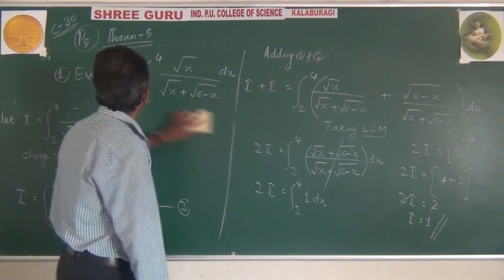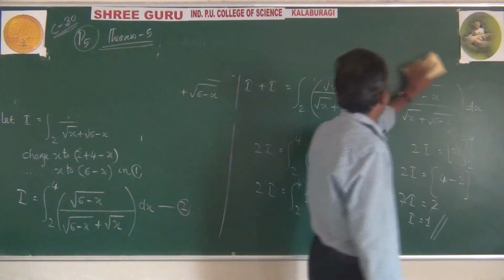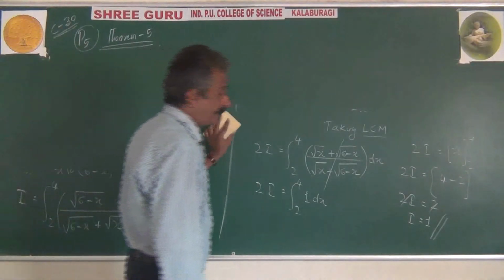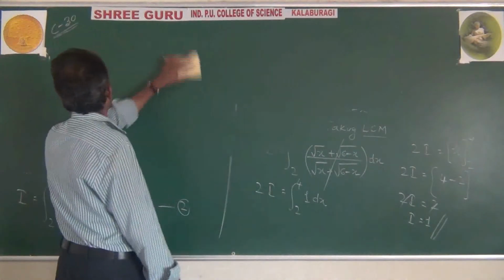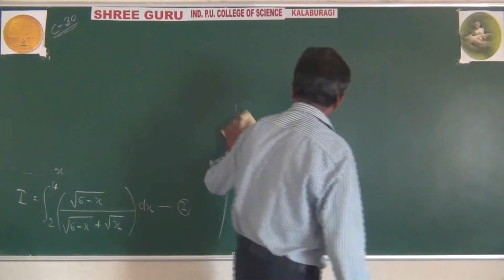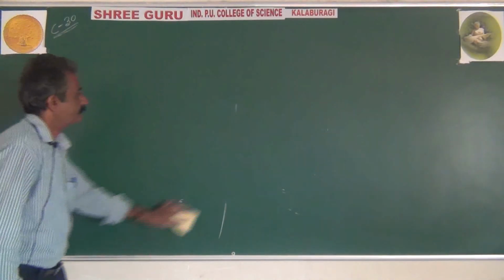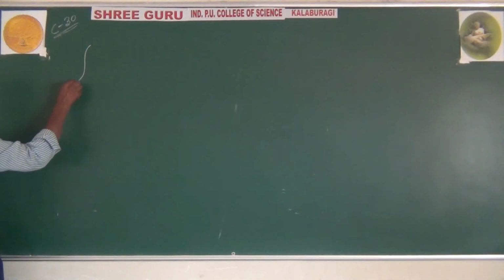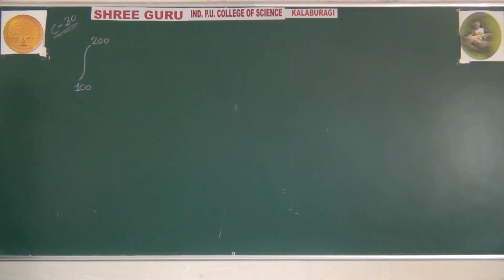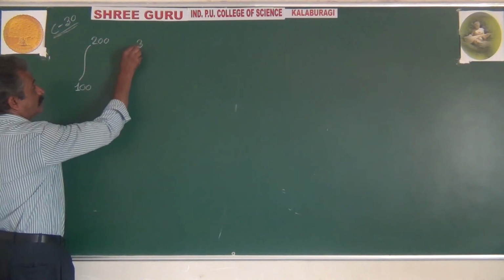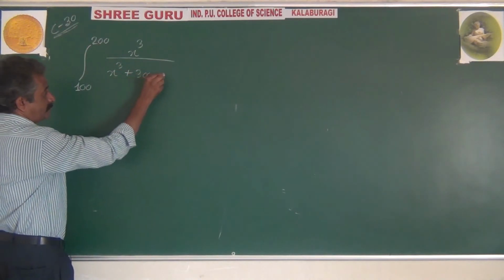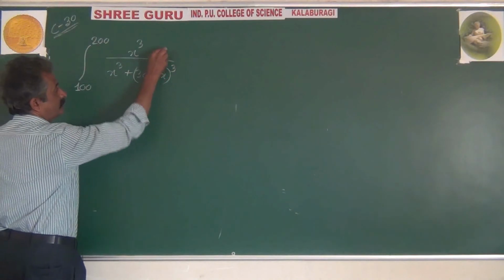Next problem. Find or evaluate integration 100 to 200 of x cube by x cube plus 300 minus x whole cube dx.